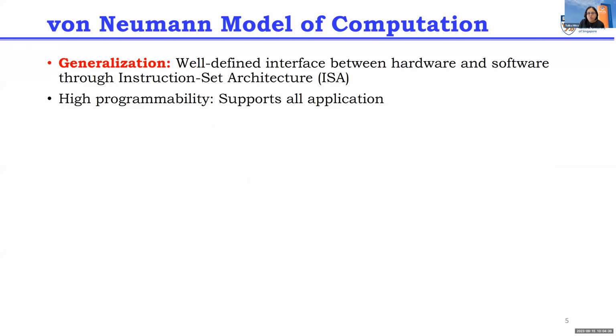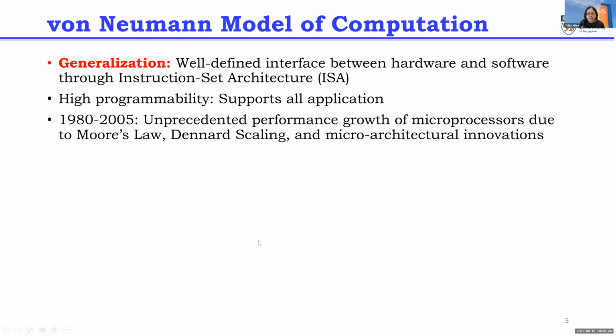The big point about the von Neumann model of computation is that it's a generalized architecture. There is a well-defined interface between the hardware and the software, which you have through the instruction set architecture. So the software developer can just develop for the instruction set architecture, whereas the hardware designers can make all the optimizations under the hood, and those do not become visible to the software, or the software programmers do not need to worry about them. These systems offer high programmability, so you can support all kinds of applications.